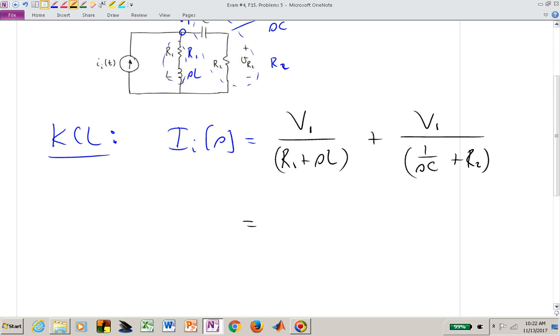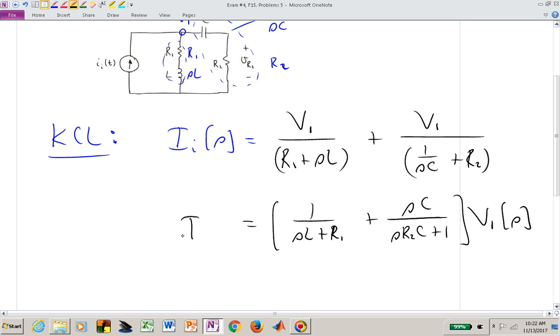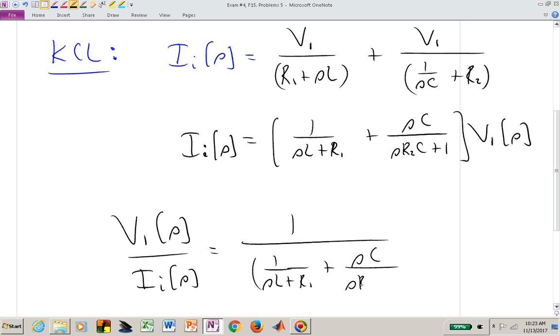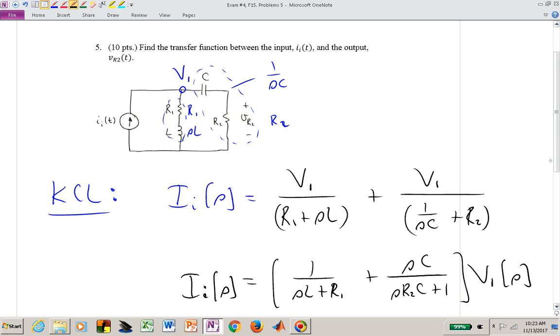That's now what we need. We now have 1 over SL plus R sub 1 plus, if I wanted to, I could obtain a denominator in the denominator and put that upstairs. So I now have SC over SR sub 2C plus 1. Hopefully I'm doing the math right, factoring out the V sub 1 of S, and that's now I sub I of S. That would now give us this transfer function V sub 1 of S over I sub I of S is now 1 over this ugly mess, 1 over SL plus R1 plus SC over SR sub 2C plus 1. That's my transfer function between the current source I sub I and this node in my circuit V sub 1, but that's not the output that I need.